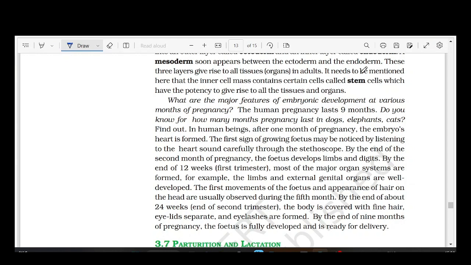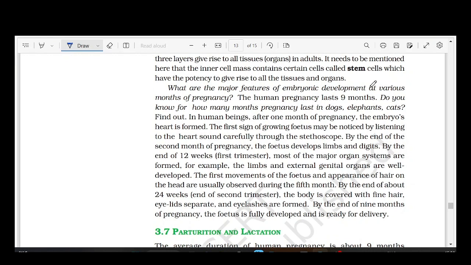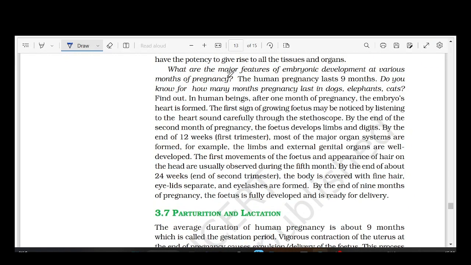It needs to be mentioned here that the inner cell mass contains certain cells which are known as the stem cells. Yes, we know that some of our cells are totipotent, and that's why they're known as stem cells, which will give rise to all the tissues and all the organs of our body.